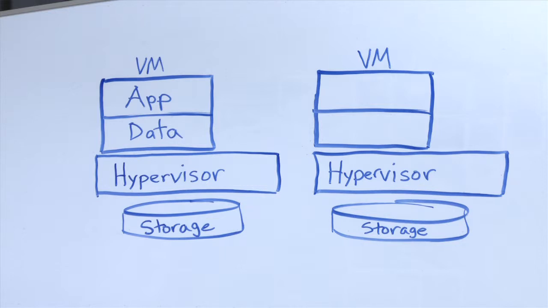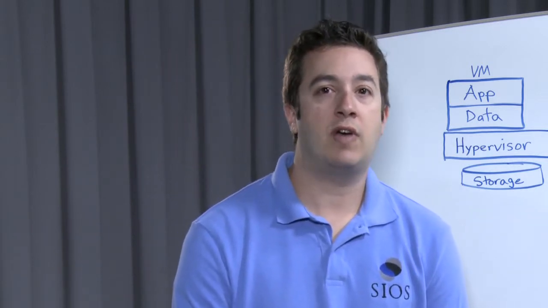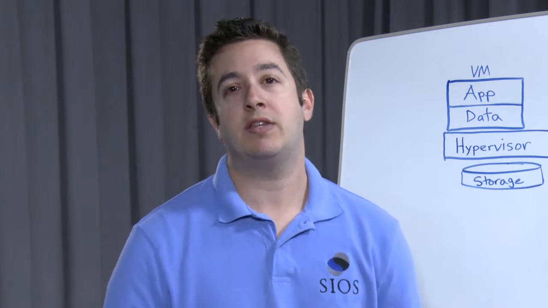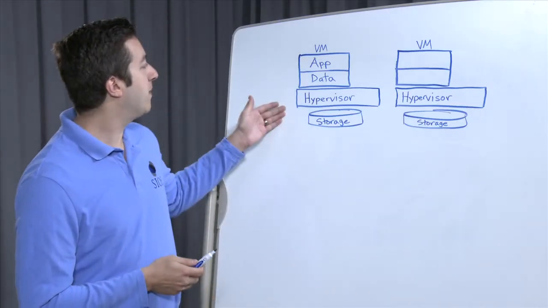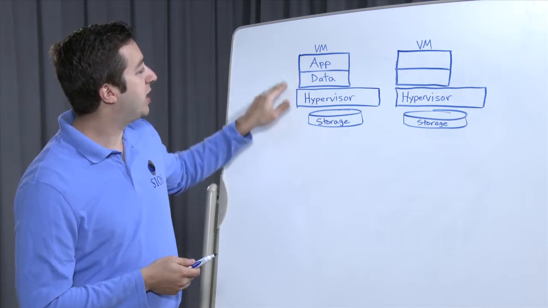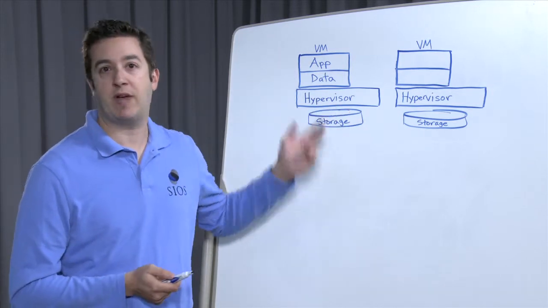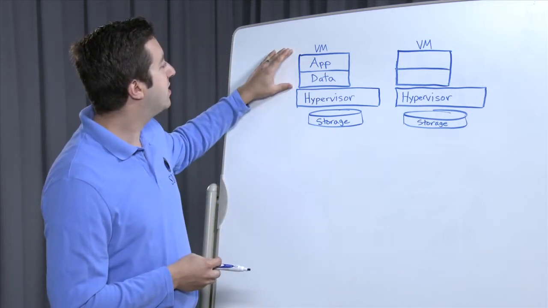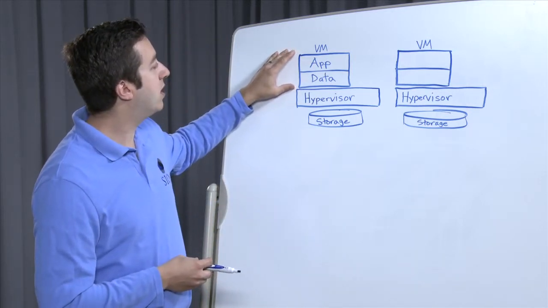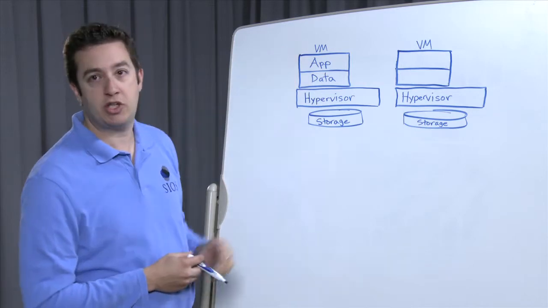Now, at SIOS Technologies, our software allows you to run on either physical or virtual environments. So a very attractive option in setting up a cluster is to use all virtual machines as part of the configuration. So in the diagram here, I have a virtual machine. It's running on a hypervisor. Pick your favorite hypervisor here. And in this case, SIOS would install our software inside the virtual machine.